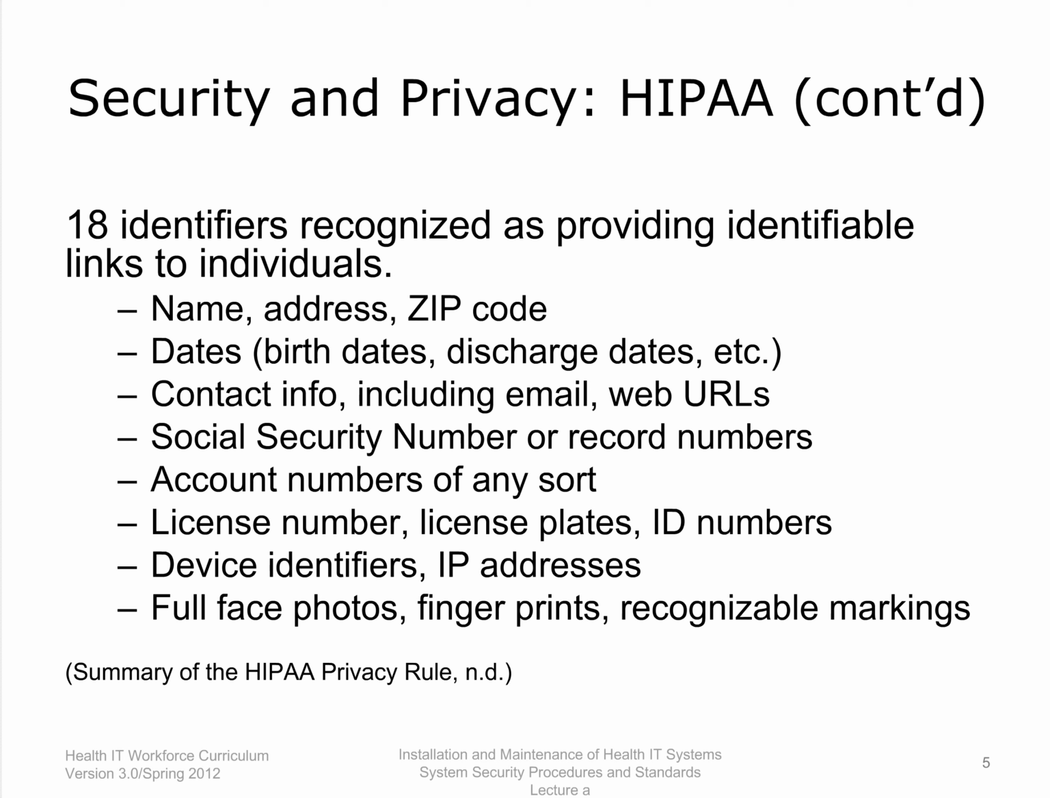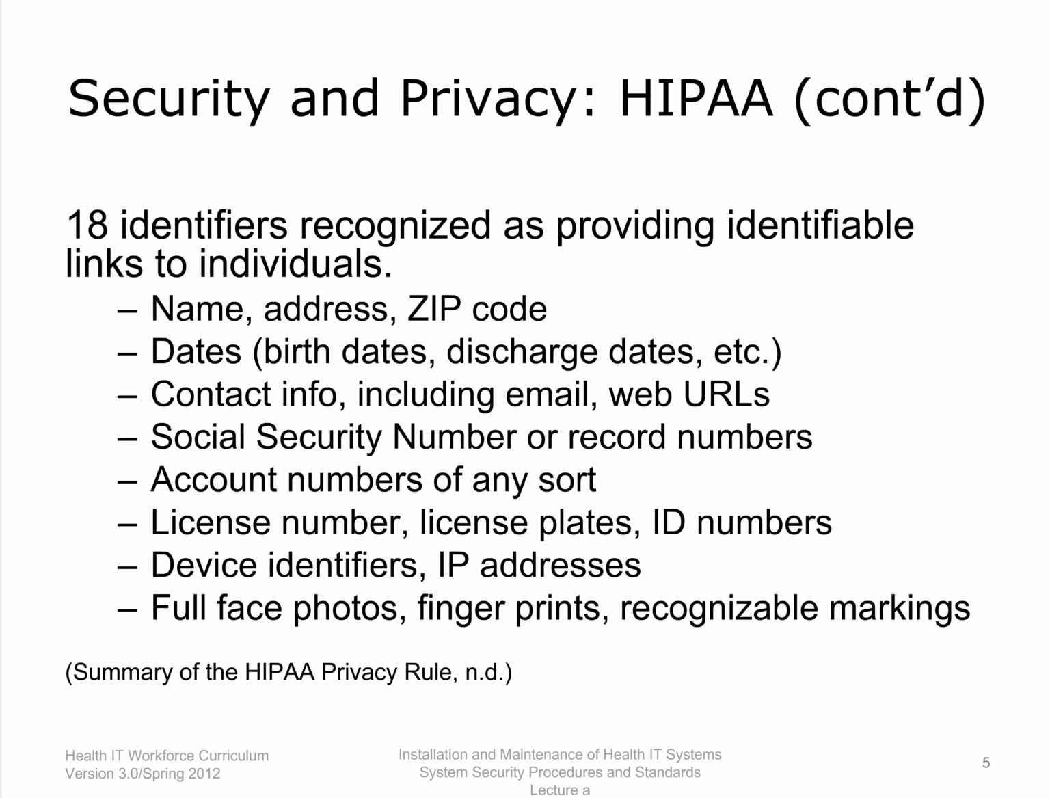3. All elements of dates, except year, for dates directly related to an individual, including birth date, admission date, discharge date, date of death, and all ages over 89, and all elements of dates, including year, indicative of such age, except that such ages and elements may be aggregated into a single category of age 90 or older. 4. Phone numbers. 5. Fax numbers. 6. Electronic mail addresses. 7. Social Security numbers. 8. Medical record numbers.